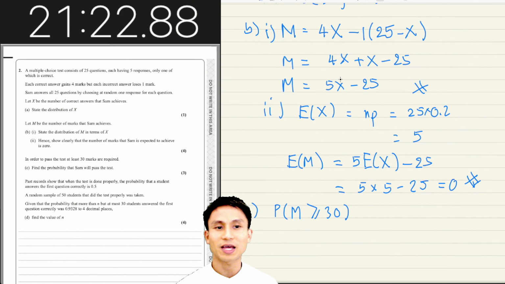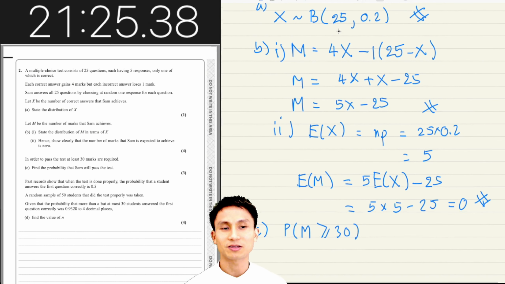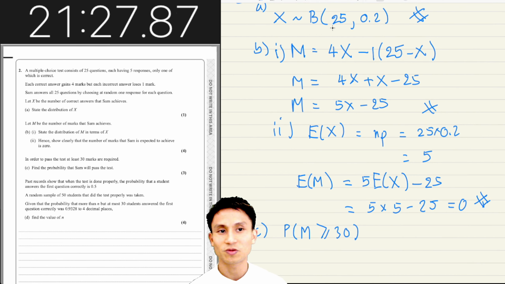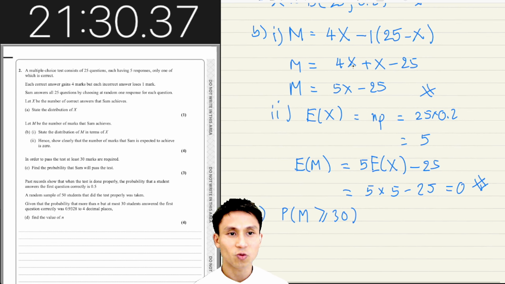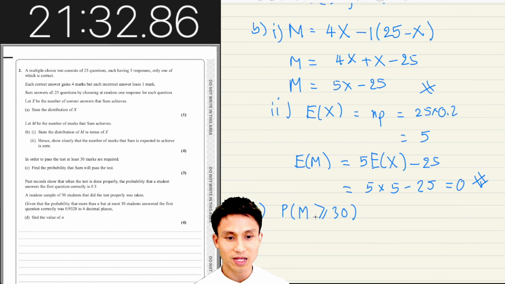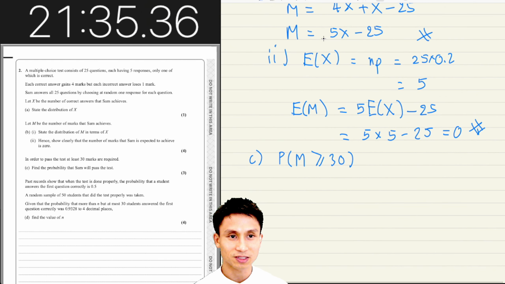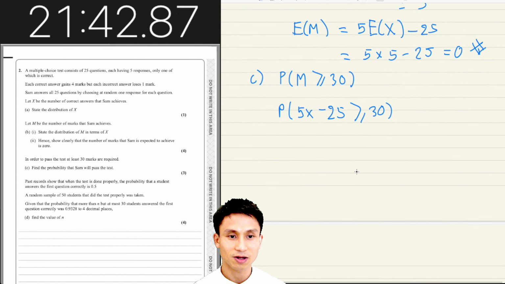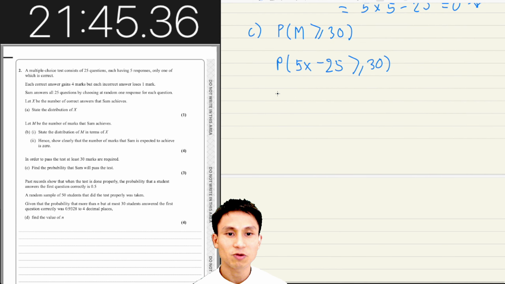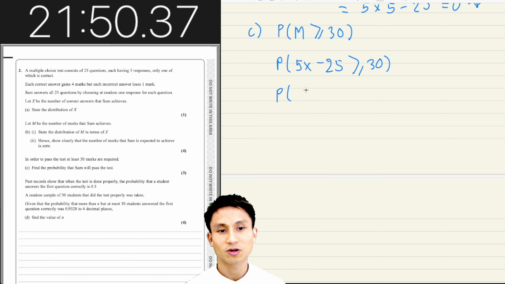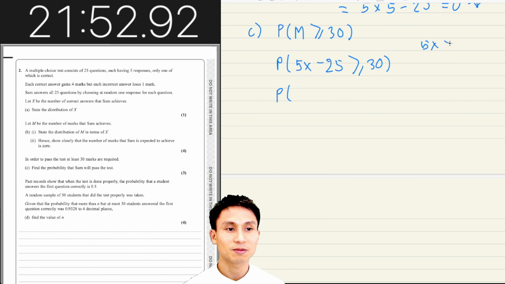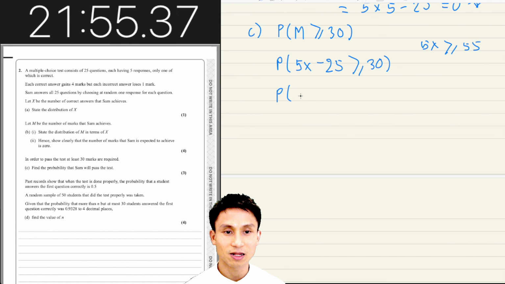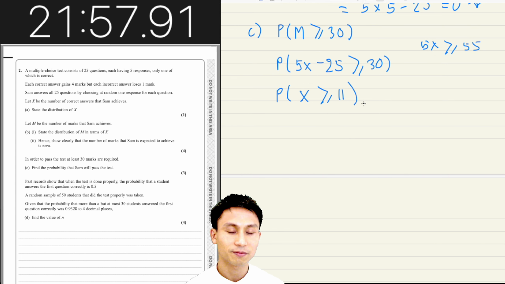But what is it in terms of x? It's easier to do in terms of x because we already know that x is a binomial. So the way to go with this is to substitute M in terms of x, right? Because M is 5x minus 25, so I'm just going to put everything in there and rearrange that. So we move the 25 to the other side, we get 55, so it's going to be 5x greater than or equal to 55, so x is at least 11.